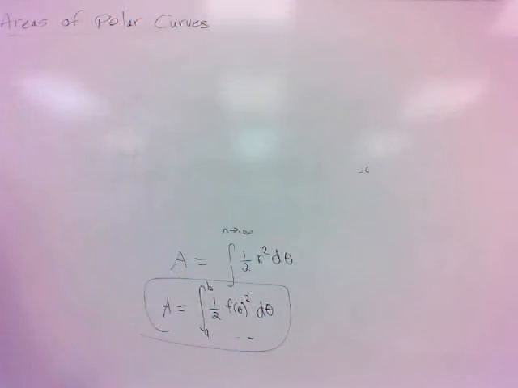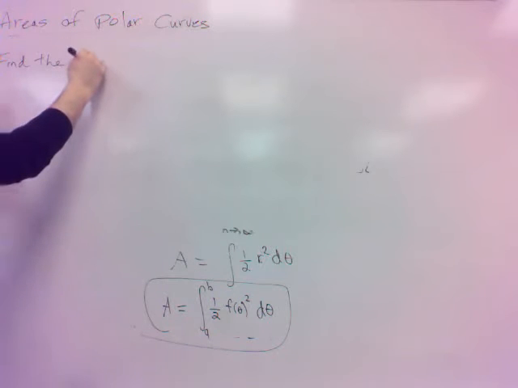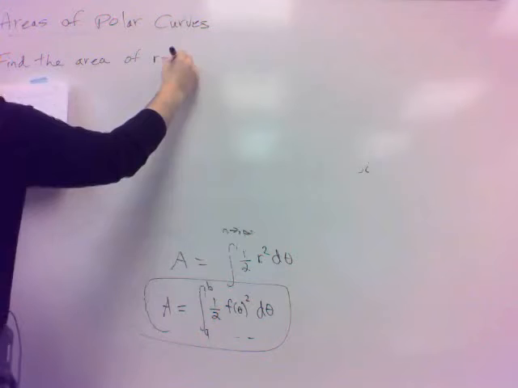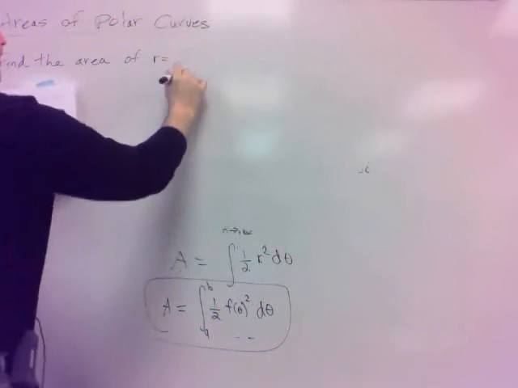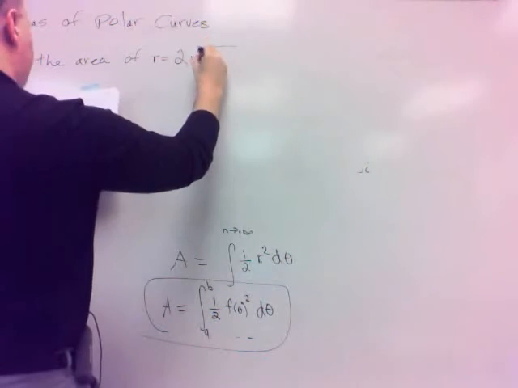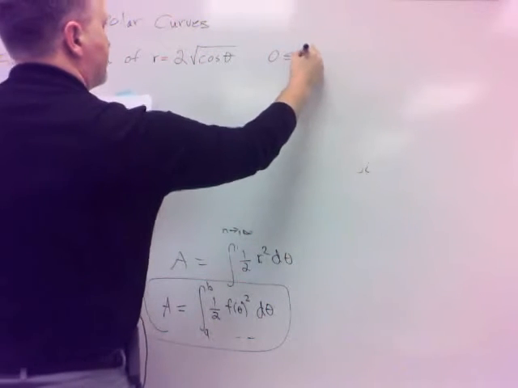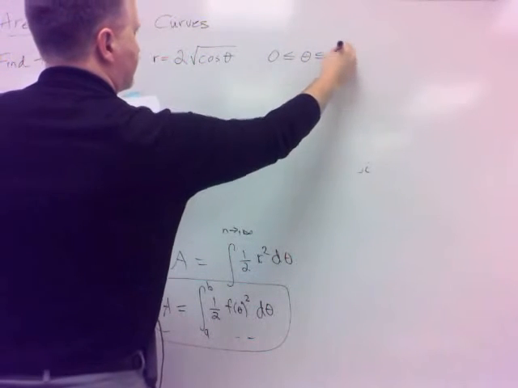Not too bad, right? Well, let's start with an easy one. Find the area of r equals 2 times the square root of cosine theta, and we're going from theta equals 0 to pi over 4.